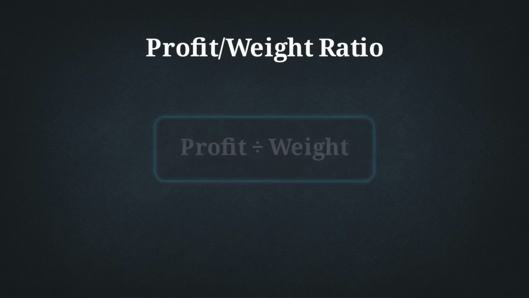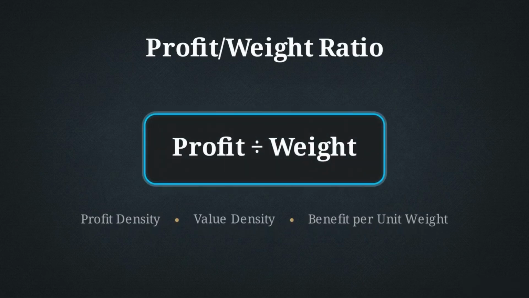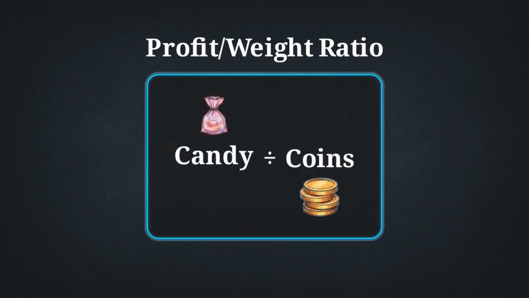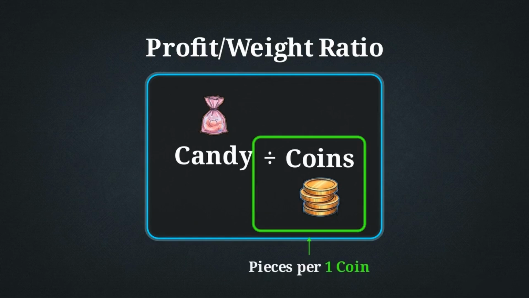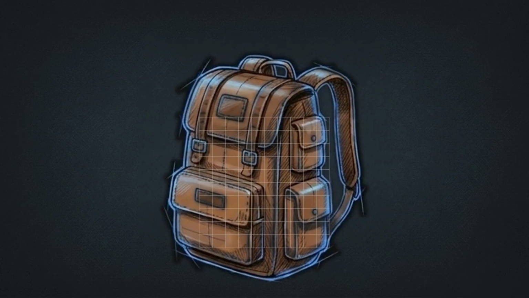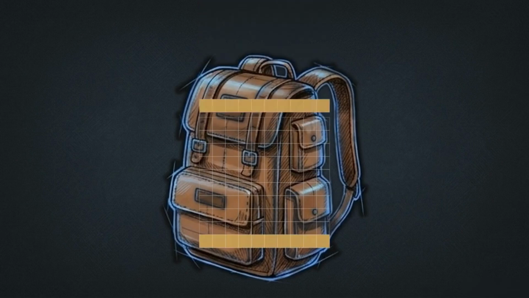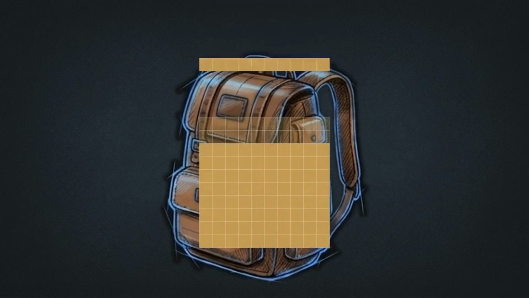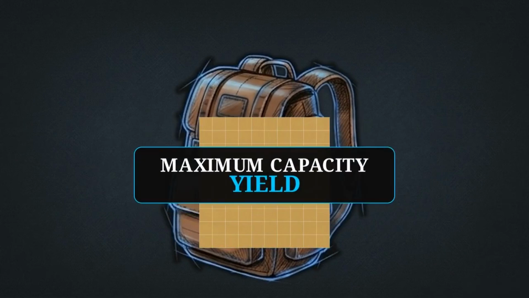Instead of looking at total weight or total profit, we look at profit density, better known as the profit-to-weight ratio. When buying candy, you determine the best value by finding which bag offers the most pieces for every single rupee spent. By calculating exactly how much profit we get for every single unit of space, we guarantee the highest return on the capacity we have.